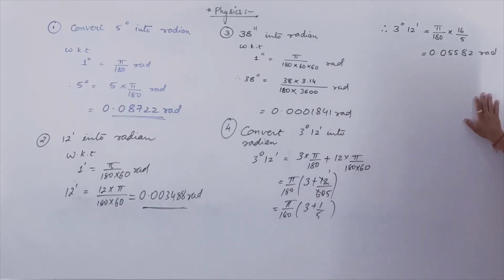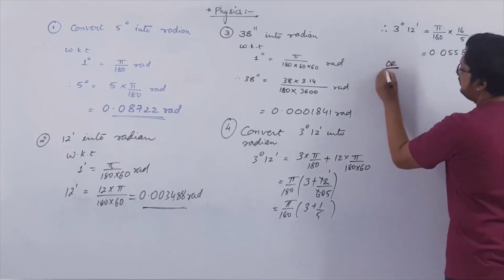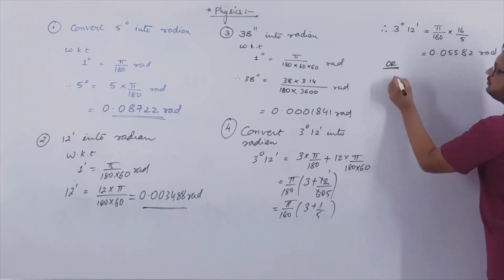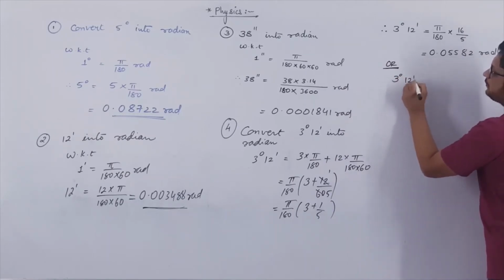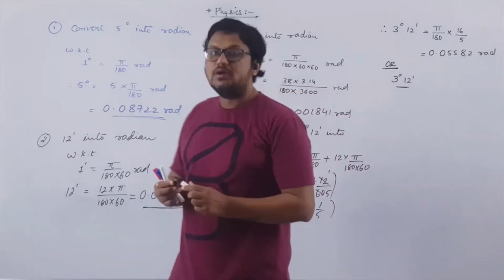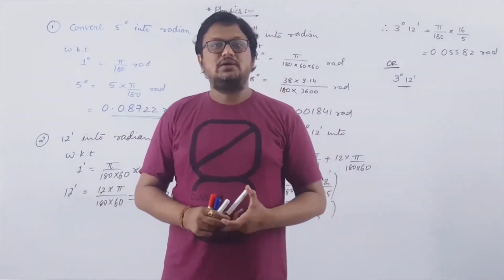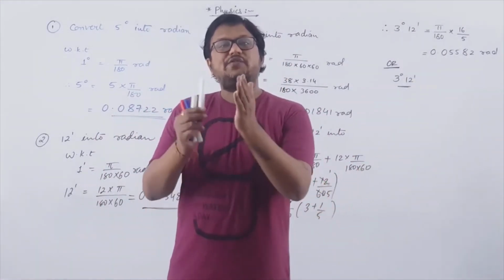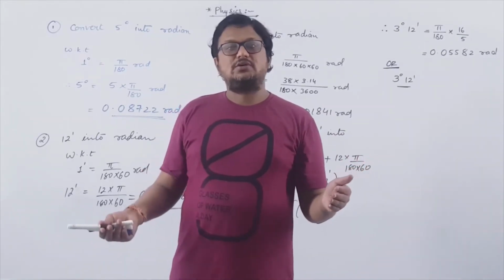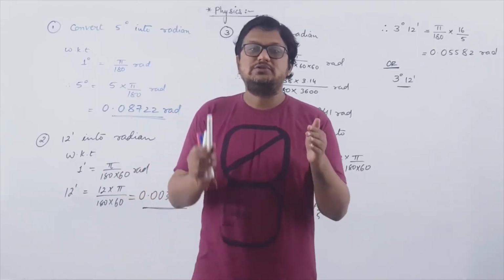But of course, instead of that, we can use another method. Generally, we are going to use only the method we are going to discuss now. We have 3 degree 12 minute. Suppose I give you 5 rupees 30 paisa, then how will you convert that into the same unit? You can say that 5 rupees is 500 paisa plus 30 paisa, so that will be equal to 530 paisa.